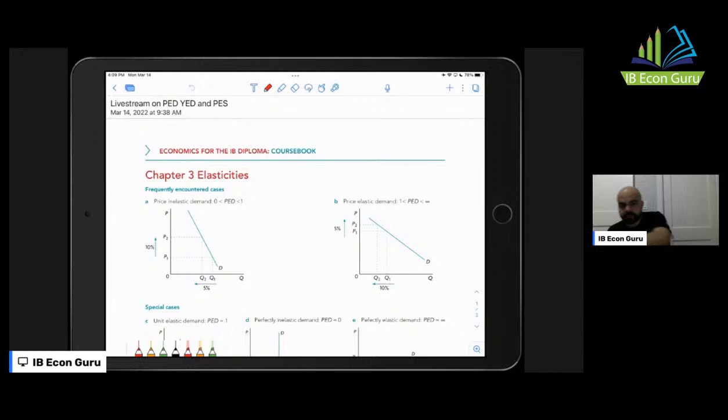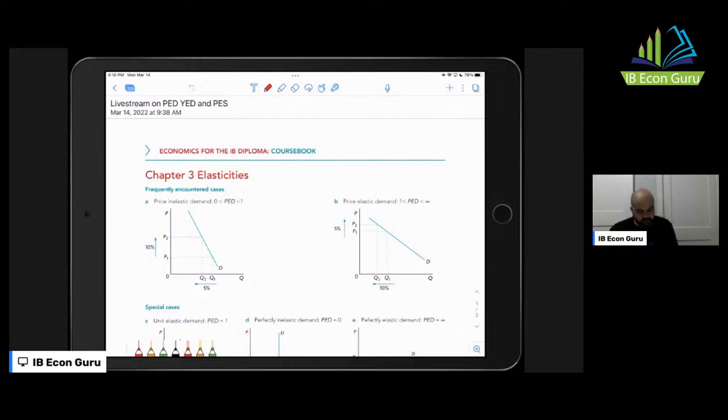Price elasticity of demand is basically a measure of the responsiveness of quantity demanded to changes in price. According to the law of demand, when price rises, quantity demanded falls. When price falls, quantity demanded rises. Notice I'm saying quantity demanded, not demand, because demand is not affected by price. Demand as a whole is affected by the non-price determinants, right? So price elasticity of demand is a measure of how responsive quantity demanded is to changes in price, okay?